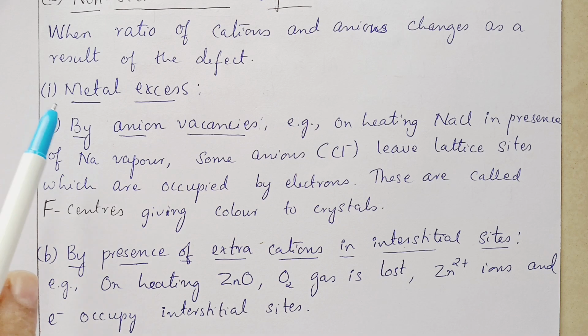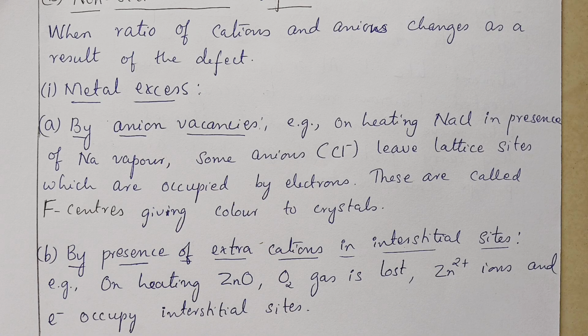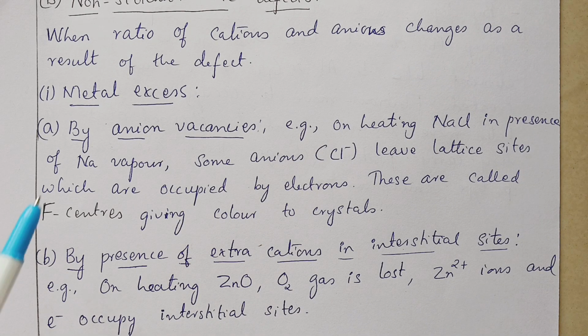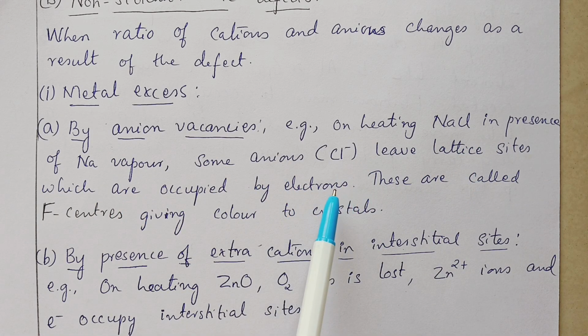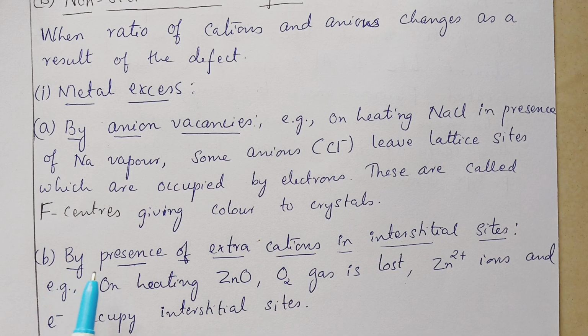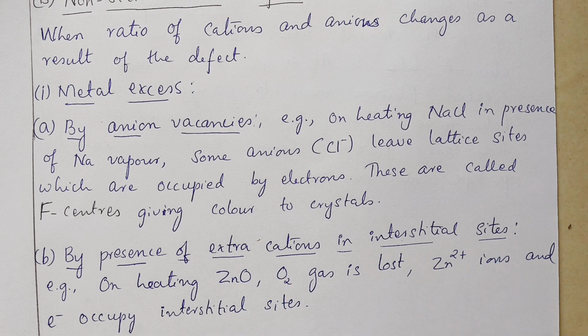one. Metal excess defect. It can happen in two ways. First one is by anion vacancies. Second one is by presence of extra cations in the interstitial sites. Let's see the first one, that is by anion vacancies. On heating sodium chloride in presence of sodium vapor, some anions, that means chloride ions, leave the lattice sites of the crystal, and those sites are occupied by electrons, and these sites are called F centers, so they give color to the crystals.